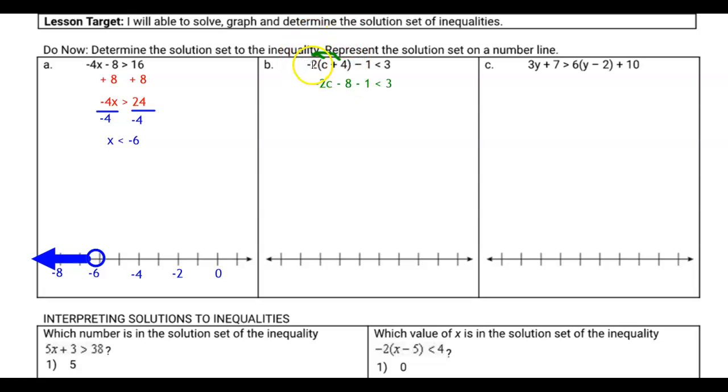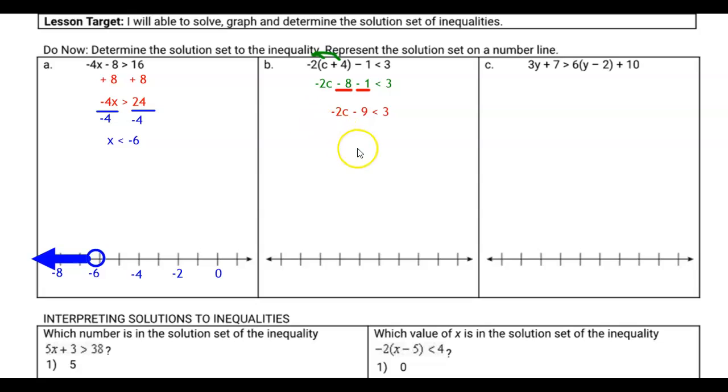First step is the distributive property. -2 times c is -2c. -2 times 4 is -8. I still have a -1 on that left-hand side, and I have less than 3 on the right-hand side. What I'm going to do now is try to combine like terms. -8 and -1 are both numbers. They're constants, so I can combine them to -9.